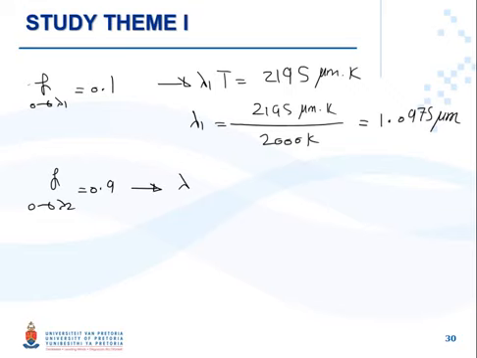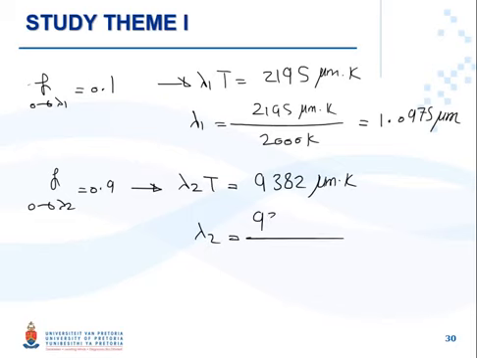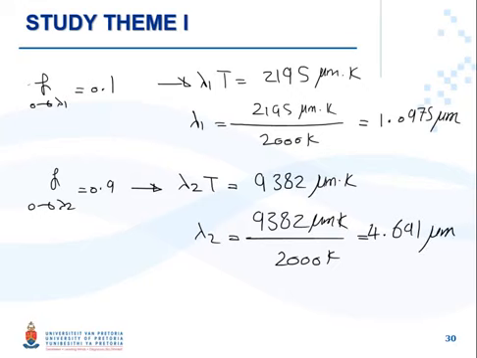For F0 to lambda 2 equal to 0.9, after interpolation, lambda 2 T will be 9382 micrometer Kelvin. So lambda 2 can easily be calculated, divided by 2000 Kelvin, which is equal to 4.691 micrometer.